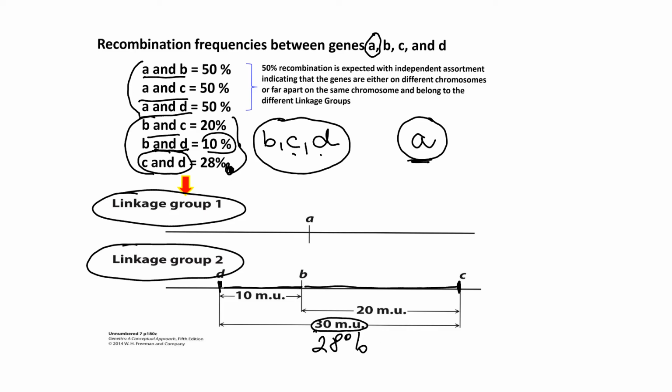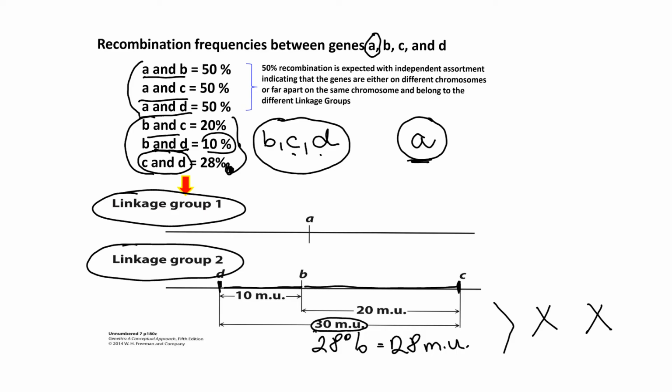Why does the sum of the distances between C and B and B and D give you a different number than what you observe? You remember what we discussed before. Most probably there was double crossing over, which caused the observed recombination frequencies to be lower than the relative distance of these two genes on the chromosome.